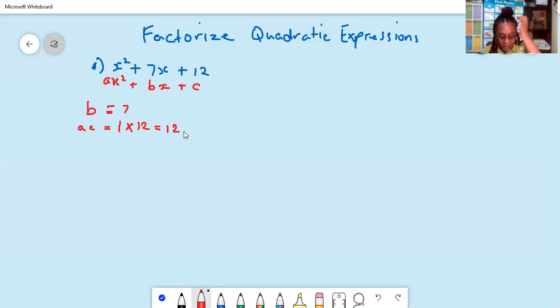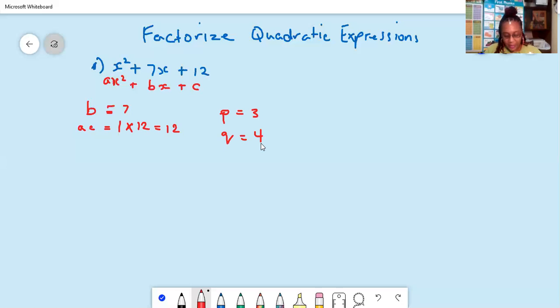So we need to look for some factors. What two numbers are going to give us 7 when we add them together, and give us 12 when we multiply them? As we discussed just a minute ago, we used 3 and 4. So 3 and 4 will be excellent to use here. Let's say p would be 3 and q would be 4.